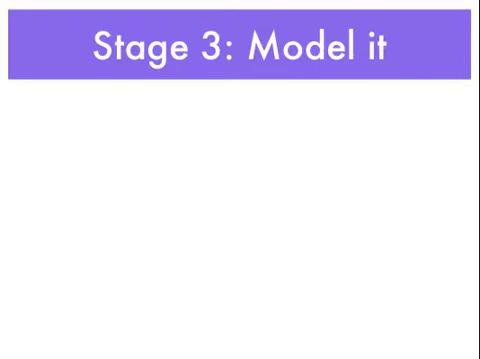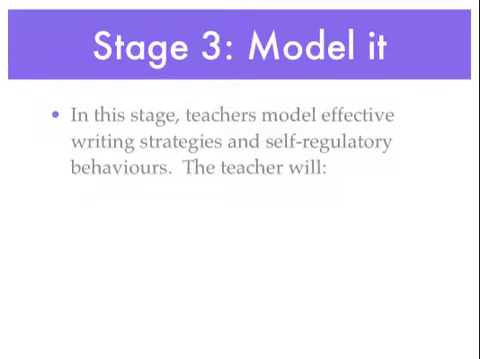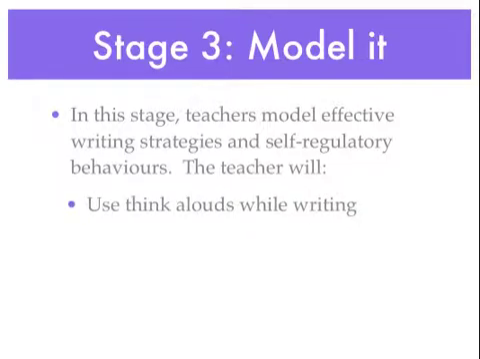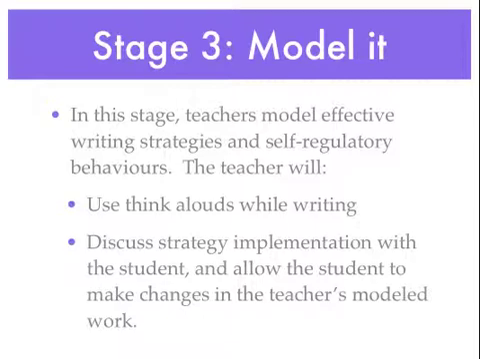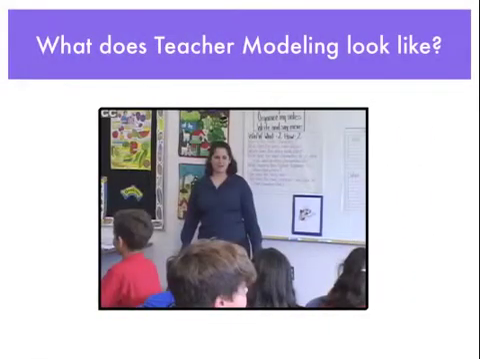Stage 3, model it. In this stage, teachers model effective writing strategies and self-regulatory behaviors. The teacher will use think-alouds while writing and discuss strategy implementation with the student, allowing the student to make changes in the teacher's modeled work. What does teacher modeling look like?